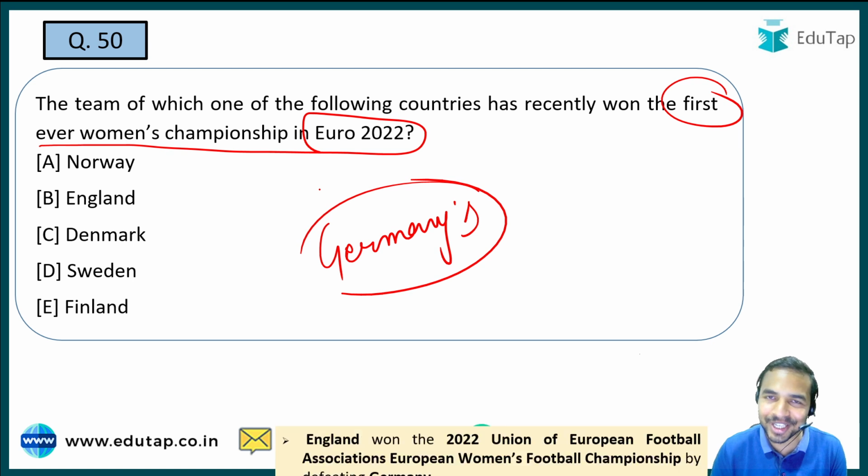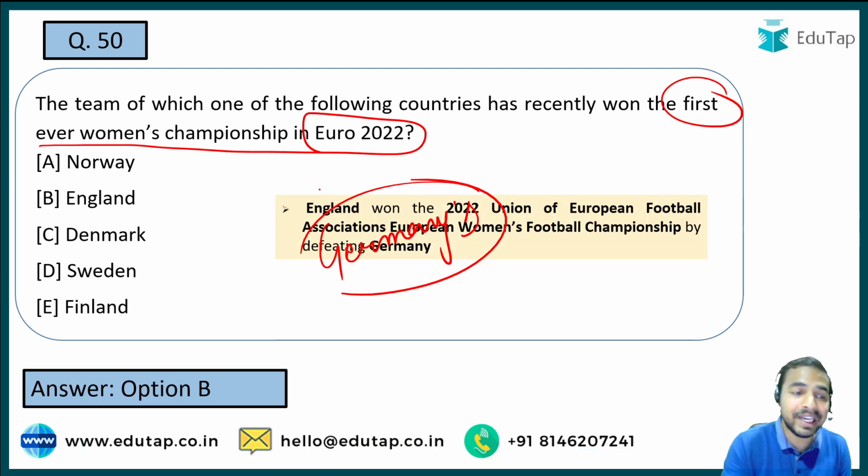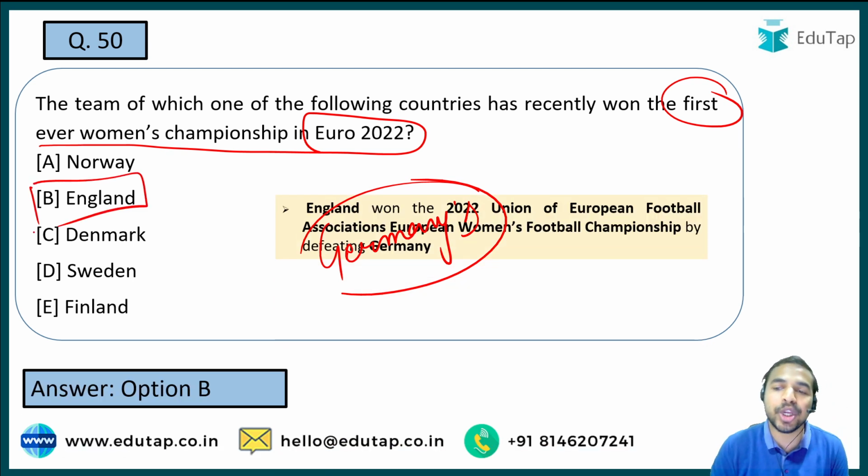So guys, here the right answer to the question is England. So England has won the 2022 Union of European Football Association European Women's Football Championship after defeating Germany. So guys, this is the right answer to this particular question.